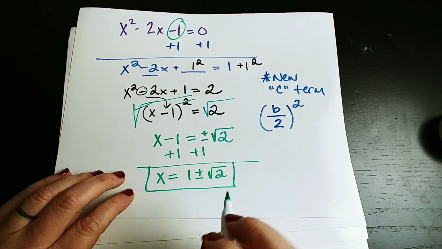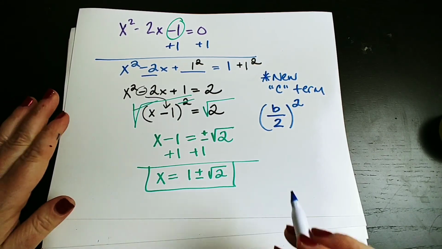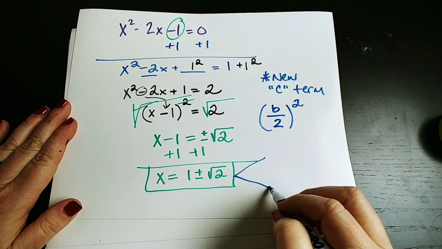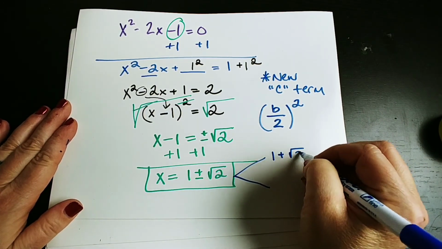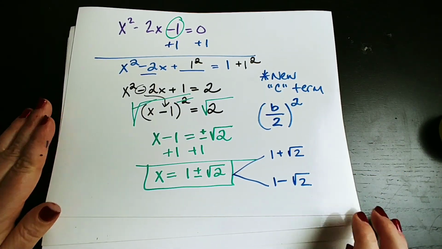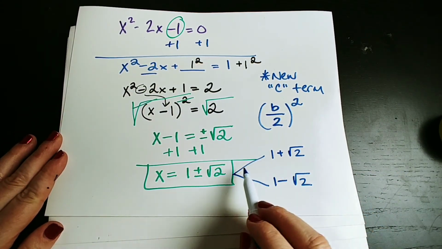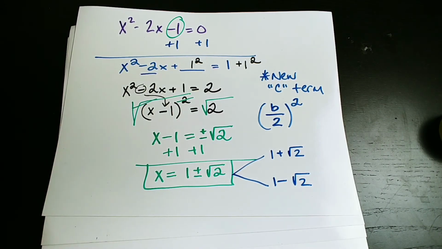That's actually our solution. We're all done and good. I just want you to know that this does represent two solutions. Remember, most quadratics have two solutions, those two x-intercepts on the graph. So this represents the solutions 1 plus the square root of 2 and 1 minus the square root of 2. Those are both of your solutions. You don't need to write them out like this. I just wanted you to know what this symbol really means. It really does represent two solutions.